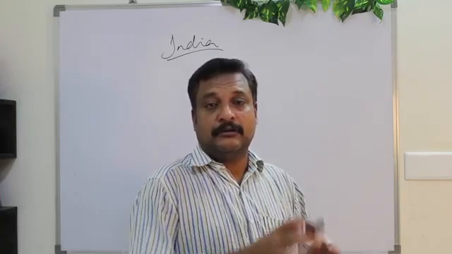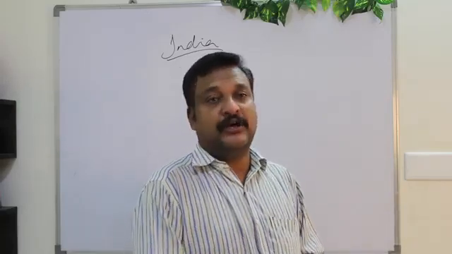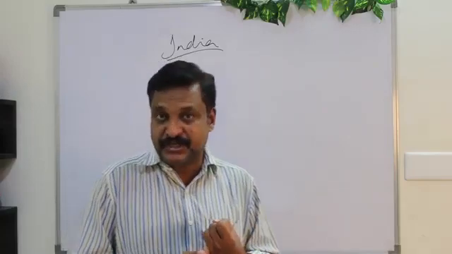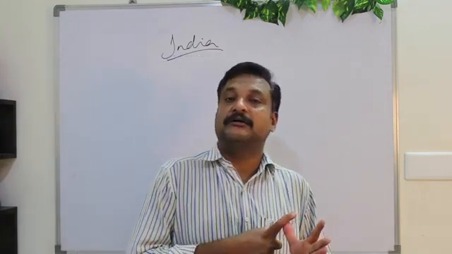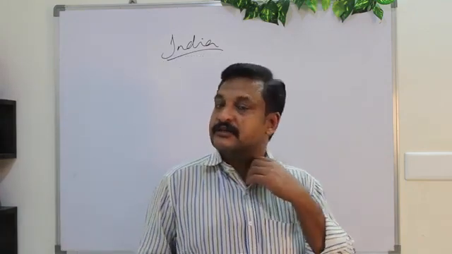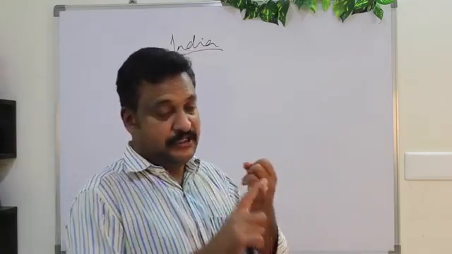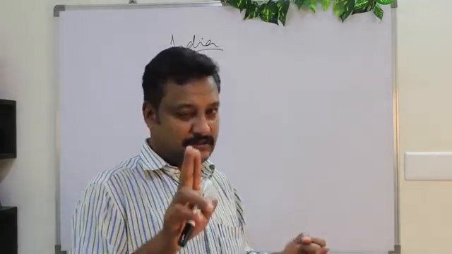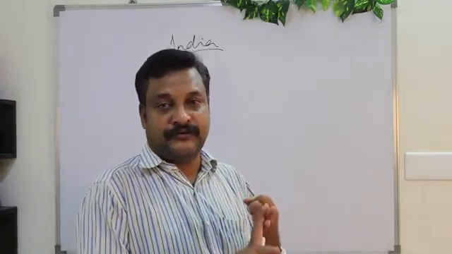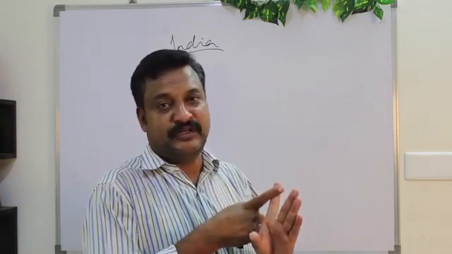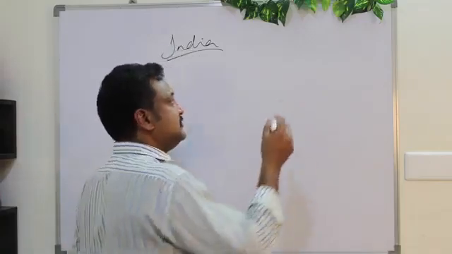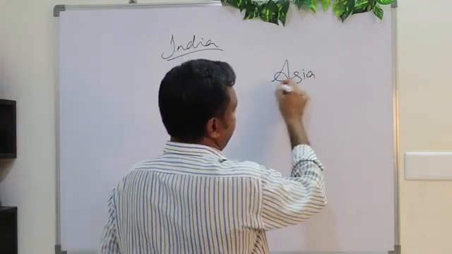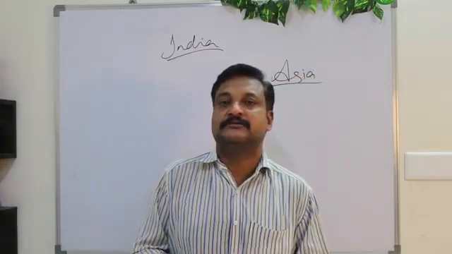We know we have got continents, isn't it? The biggest continent is Asia, then we have North America, South America, Europe, Africa, Australia, Antarctica. So we have got these 7 continents: Asia, Africa, North America, South America, Europe, Australia, Antarctica. In this, the biggest continent is Asia.